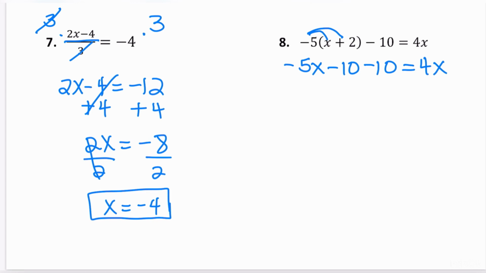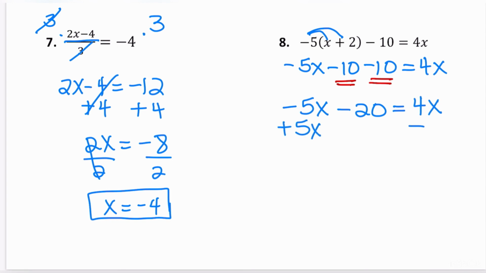On the same side of the equal sign, I am allowed to combine like terms. So here, -10 and -10 are like terms. So I end up with -5x minus 20 is equal to 4x. Normally, we have been taking what's on the right-hand side, the x, and taking it to the left. But if I do that, I'm going to be left with 0 on the right-hand side. So instead, I'm going to add 5x to both sides. That's not a problem. So -20 is equal to 9x.